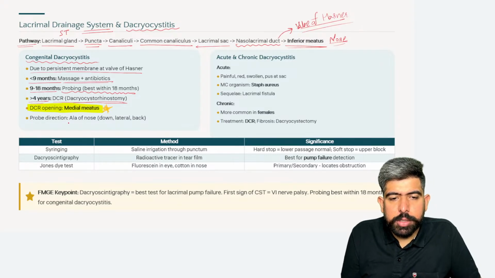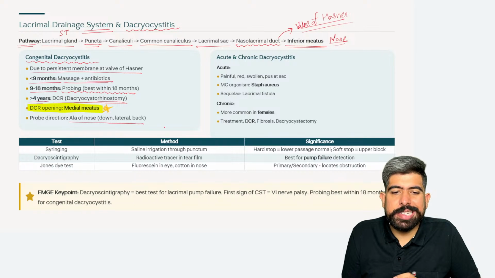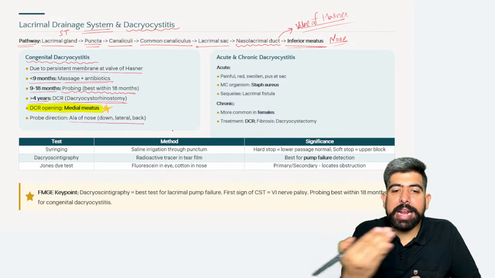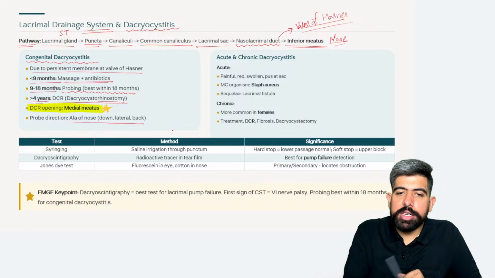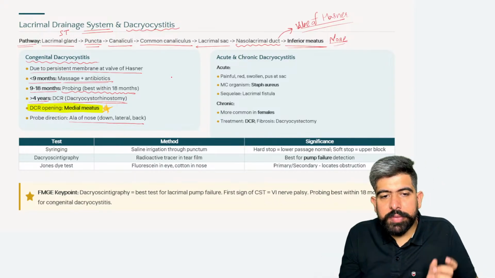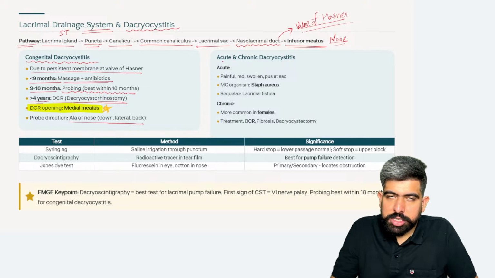The probe direction should be toward the ala of the nose, which is down, lateral, and backward. Please remember always, downwards, laterally, and backward is the direction of the probe when we are doing the probing of congenital dacryocystitis.